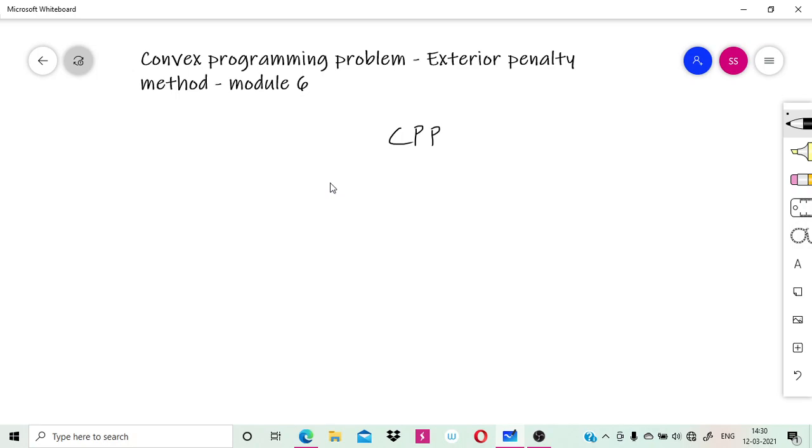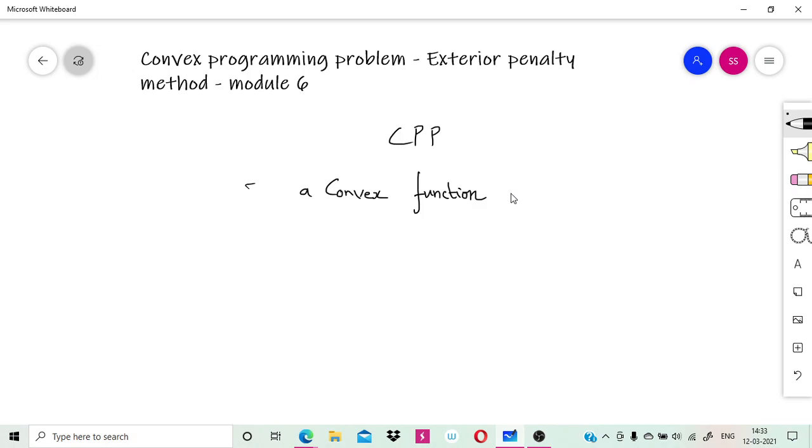Before entering into our discussion, you should have the basic knowledge about what we mean by a convex function. Actually, in our BTech also we have studied this convex function. What do you mean by a convex function?